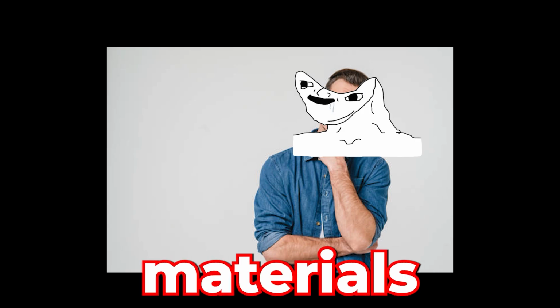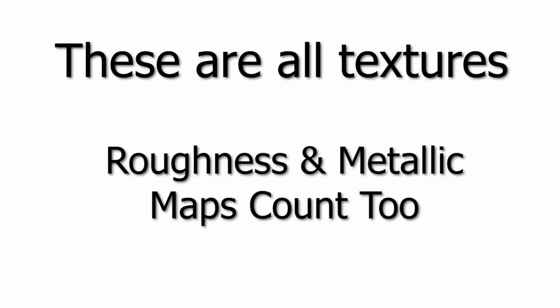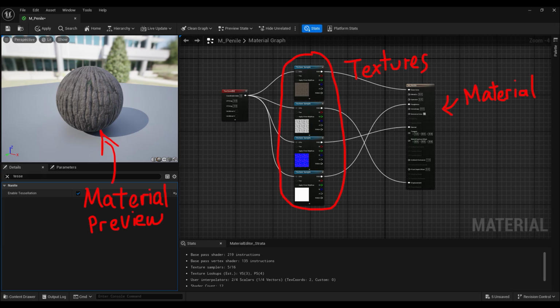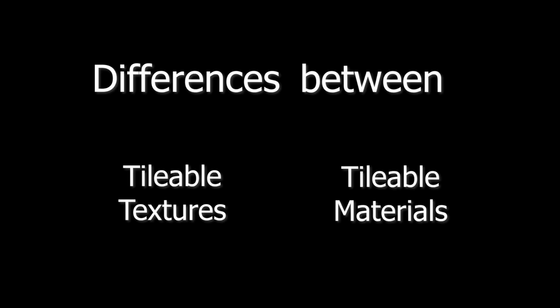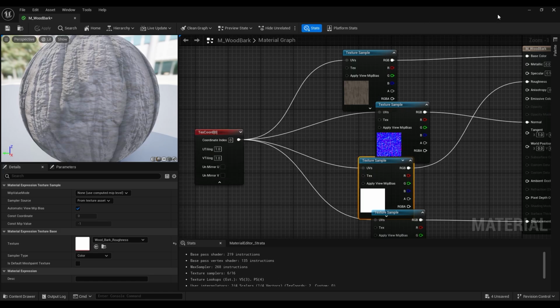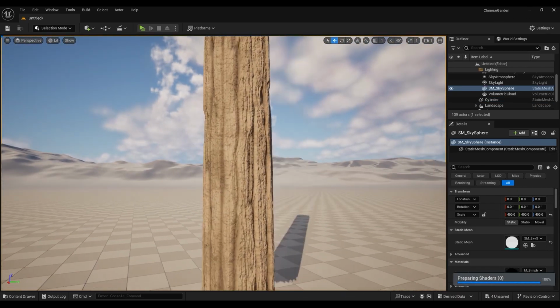Now you might be saying to yourself, aren't textures and materials the same thing? No, silly. They're not. Basically, textures are essentially images that are applied onto an object, while materials on the other hand are containers that encapsulate all of the textures in Engine. And with that in mind, there are also differences between tileable textures and tileable materials. Tileable textures are essentially textures that tile seamlessly horizontally and vertically, and on their own they can be applied onto materials in Engine and used as tileable materials.